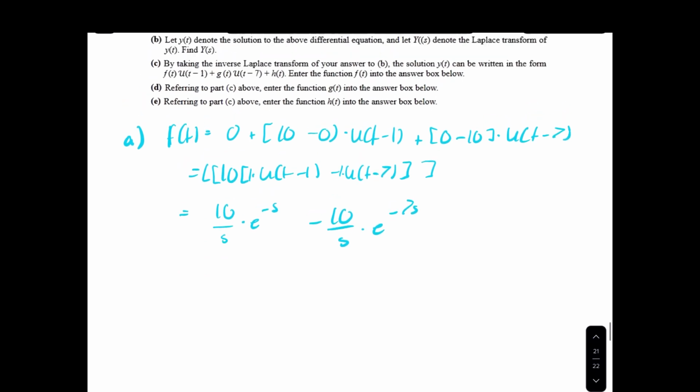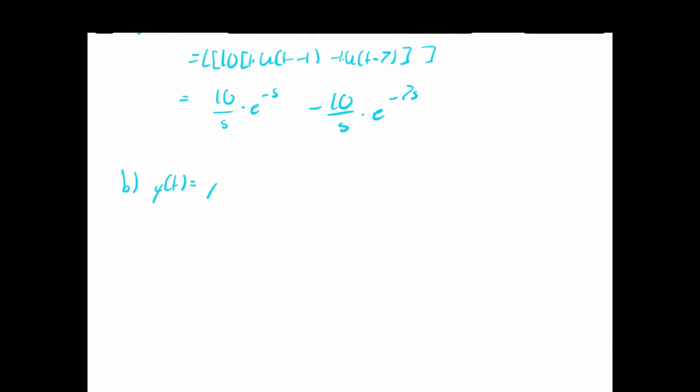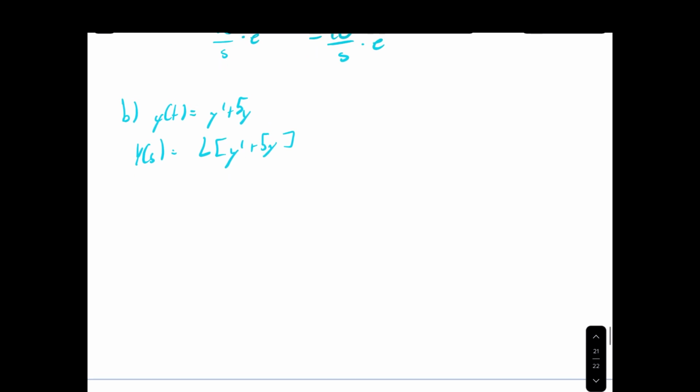In this case, similar to how I was mixing up b and a. Yeah, my bad, guys. I was mixing up b and a. So if we have y prime plus 5y, and Y(s) equals the Laplace of y prime plus 5y, which is y(t), then this equals s times Y(s) minus y(0) plus 5 times Y(s).